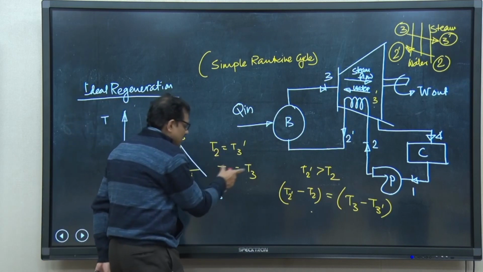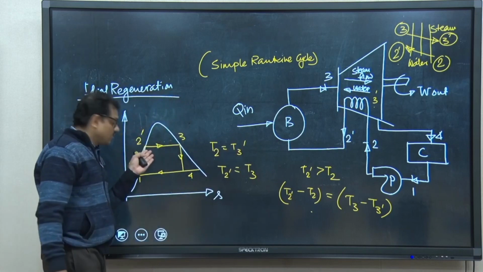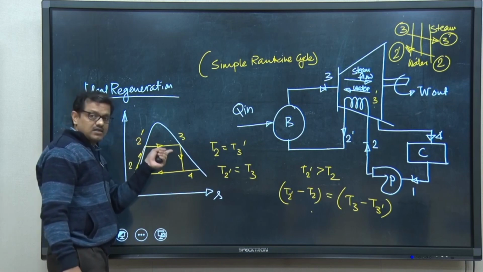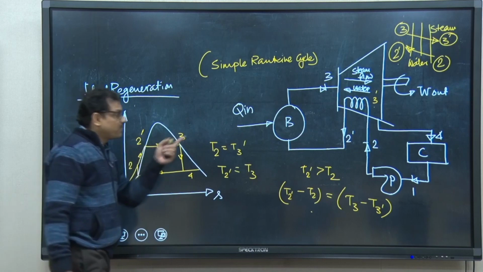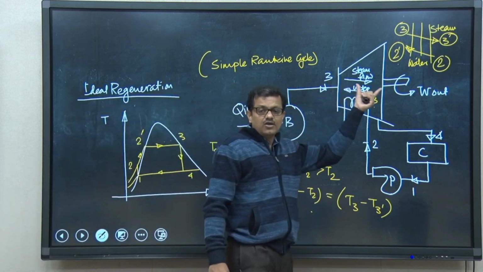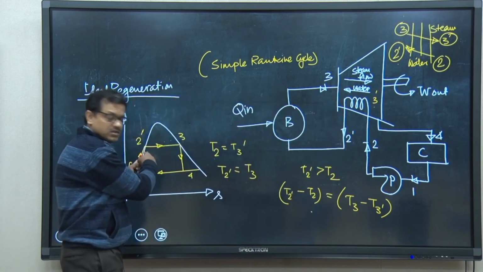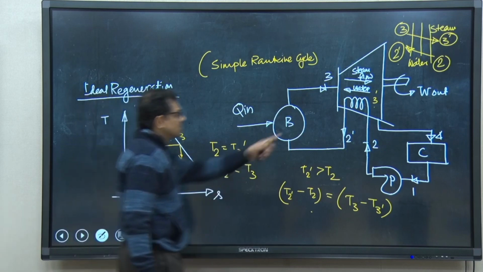Since these two temperatures are equal, the path followed by water for this increase in temperature should be equal to the path which would be followed by steam for this drop in temperature. It will be identical to the path followed by the water when passing through this coil.